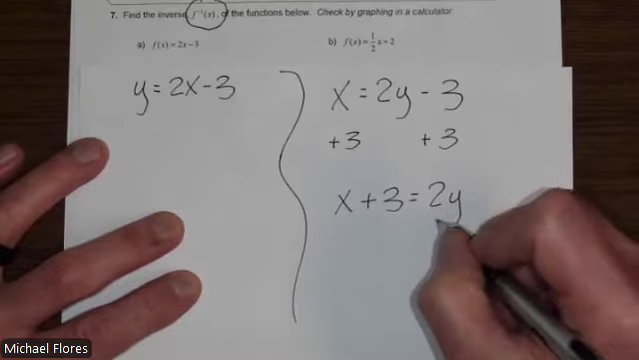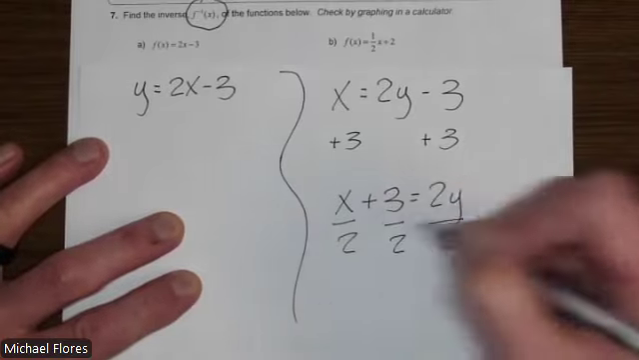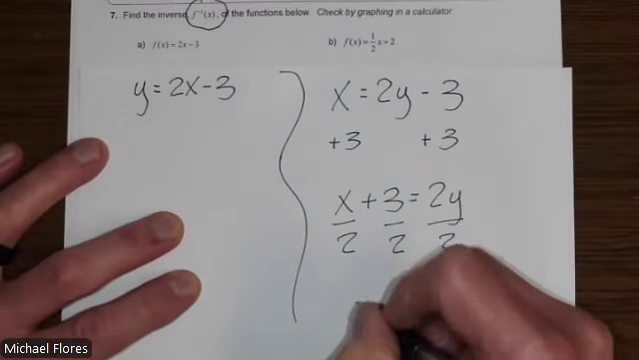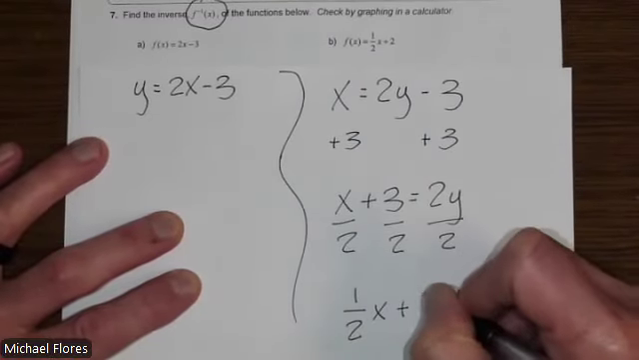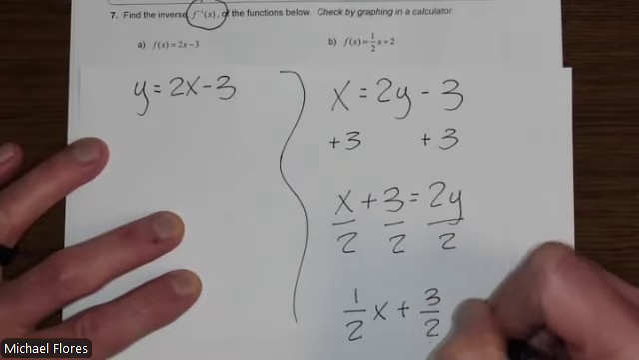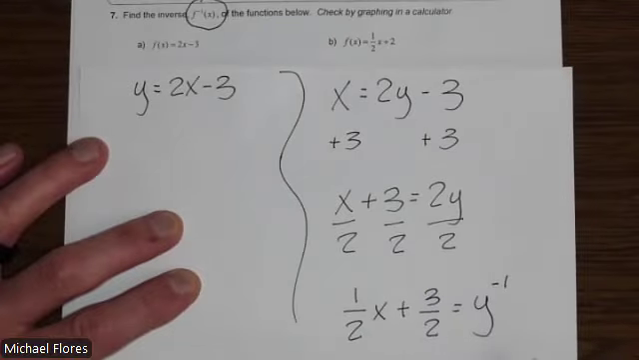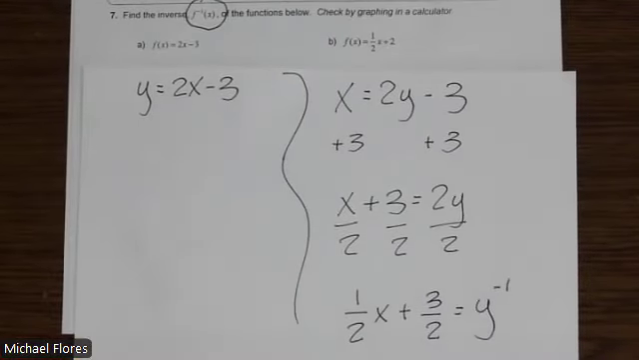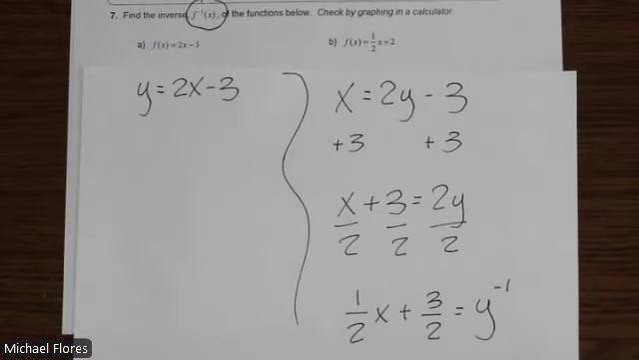Then I'm going to divide everything by 2. And we have 1/2 x plus 3 over 2 equals the inverse. And I gave the y an exponent of -1 because remember, that represents inverse. That's how you find inverse operations, everybody. Switch x and y. Start solving for y.